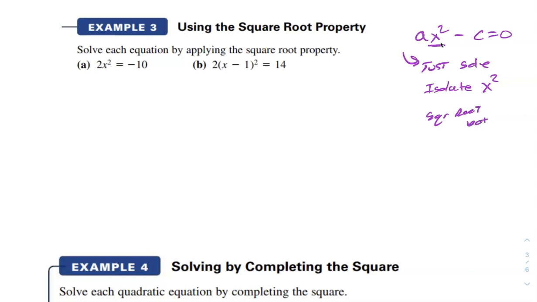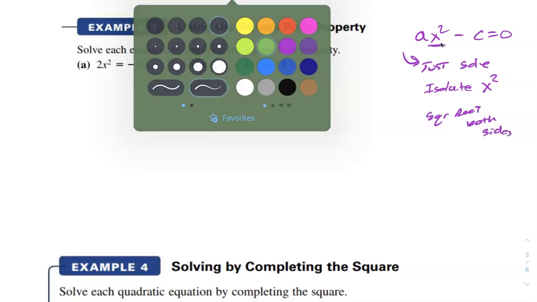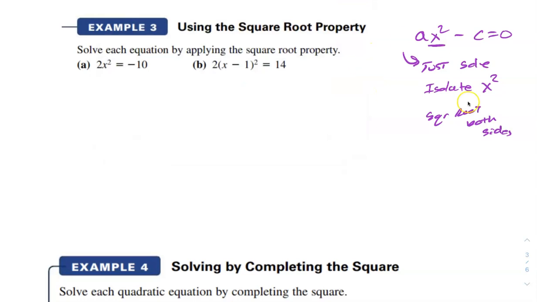So we're going to try to get x squared by itself, then we're going to square root both sides. So let's go to the first one here. I have 2x squared equals -10. Now some people would square root first, and that's not the right way. You've got to get x squared by itself first. So divide both sides by 2, get rid of that 2.